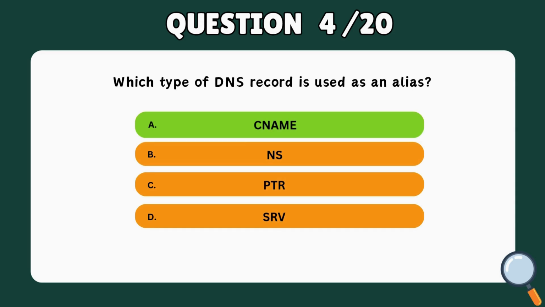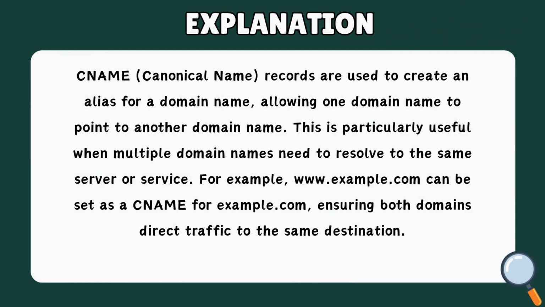Correct answer: A. CNAME. Canonical name records are used to create an alias for a domain name, allowing one domain name to point to another domain name. This is particularly useful when multiple domain names need to resolve to the same server or service. For example, www.example.com can be set as a CNAME for example.com, ensuring both domains direct traffic to the same destination.